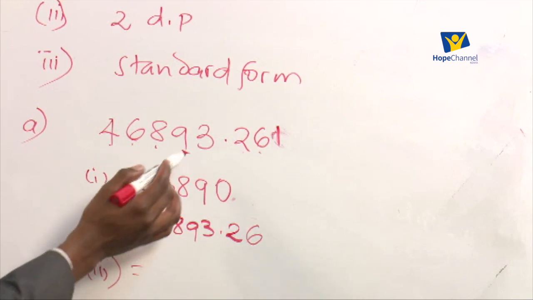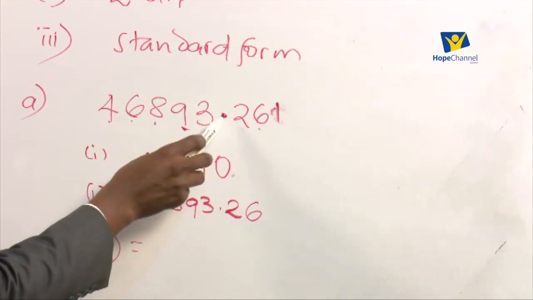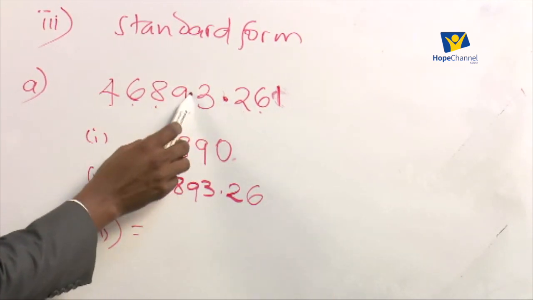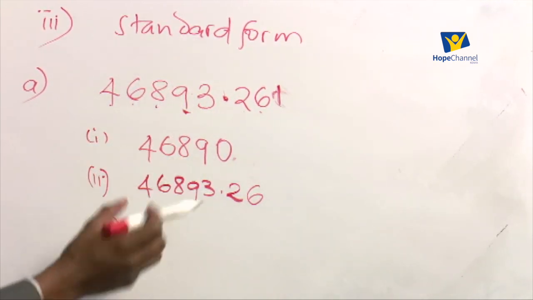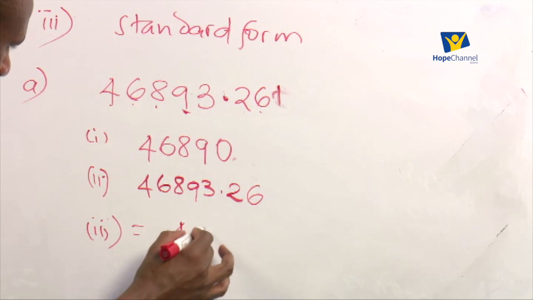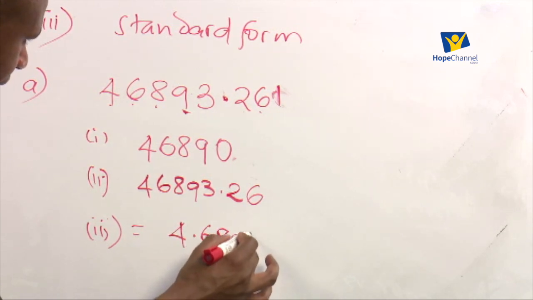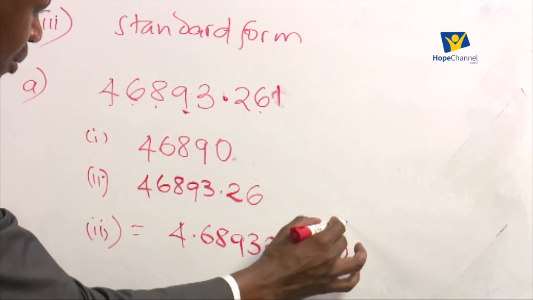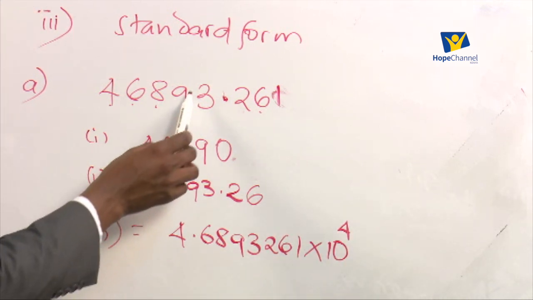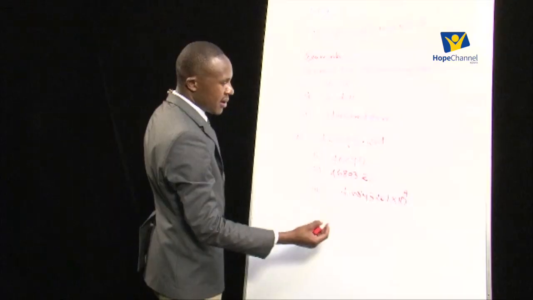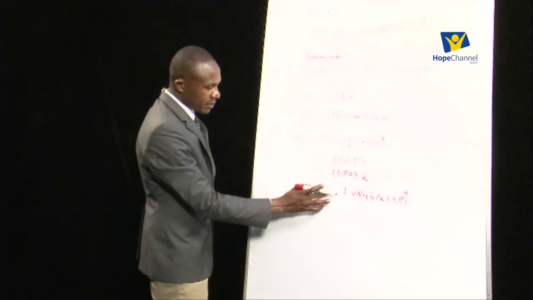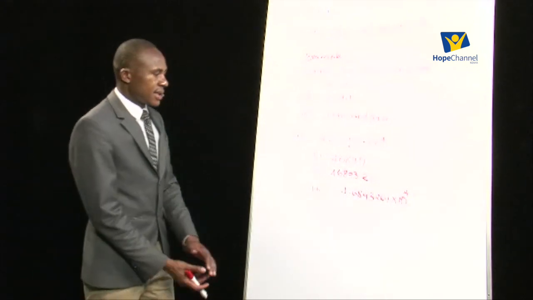Then the answer in standard form: the decimal point is here, so we move it to between 4 and 6. We move 1, 2, 3, 4 steps. So this becomes 4.68926061 times 10 raised to power 4, because we moved 4 steps. And when we are moving to the left, the power of 10 is always positive. So we have that number in standard form.